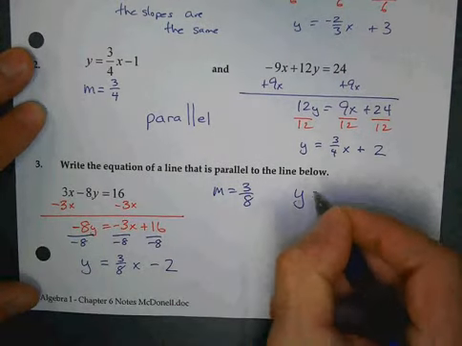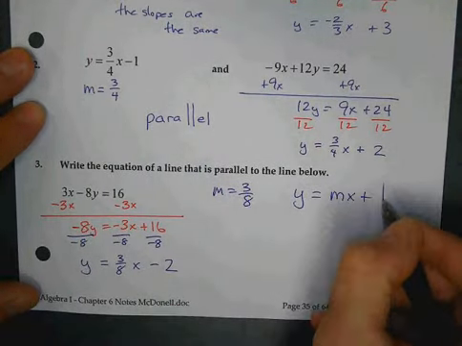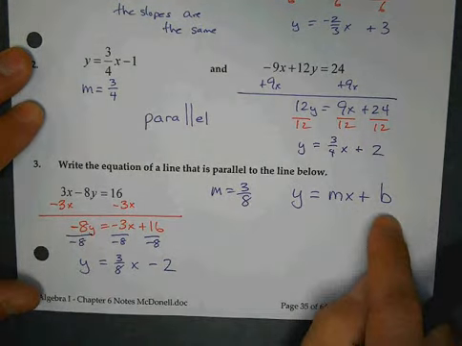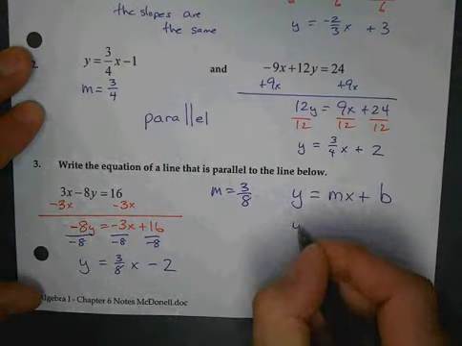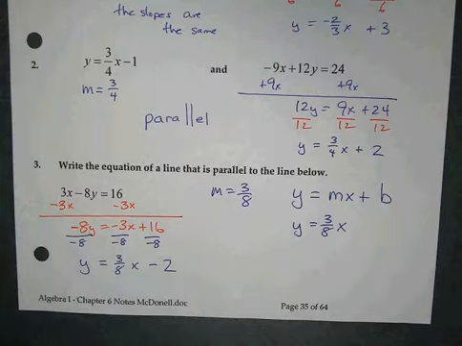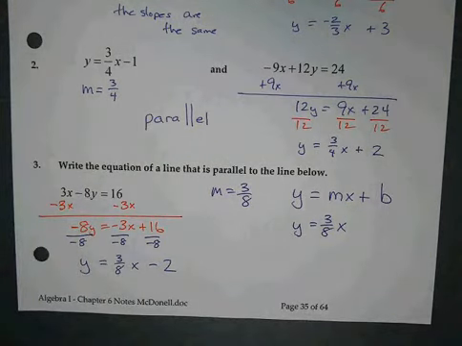Do you recognize this equation? What is that form called? Slope-intercept. Would you agree that this line has equation 3/8 x minus 2? Would you agree that another equation might be 3/8 x plus 7, 3/8 x minus 10, 3/8 x plus 1, 3/8 x plus 1,000? So long as what's the same, they're parallel? If the slope is the same, they're parallel.